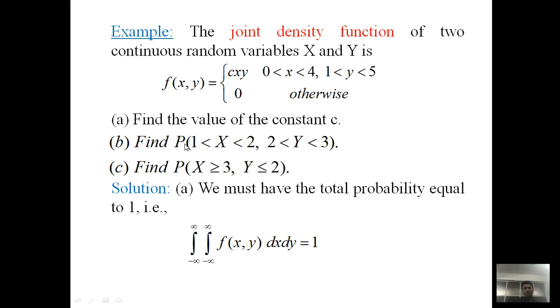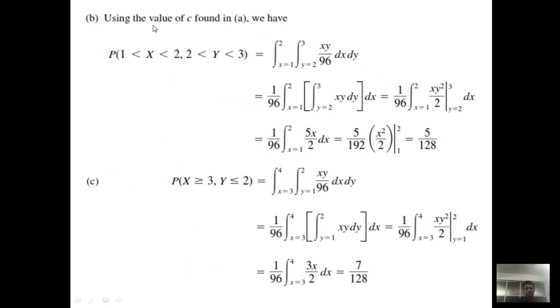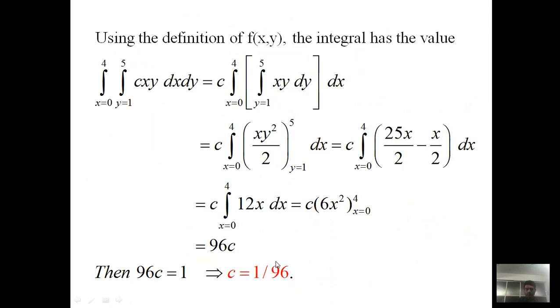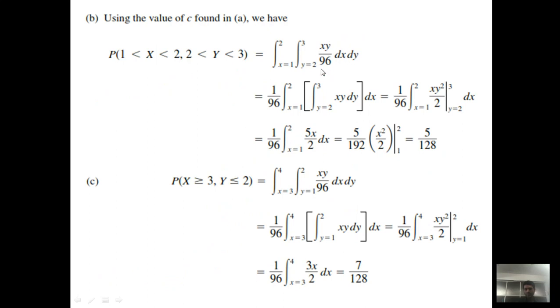Next we are interested in finding the probability of x and y when x lies between 1 and 2, and y lies between 2 and 3. So the second option, the probability when x is between 1 to 2, y is between 2 to 3. Now our f of xy is nothing but cxy, and we obtained the value of c as 1 by 96. So f of xy becomes xy by 96 dx dy. So 1 by 96 is a constant, so it is outside. Now the outer integral is x 1 to 2, the inner limit is y 2 to 3, integrand is xy dy dx.